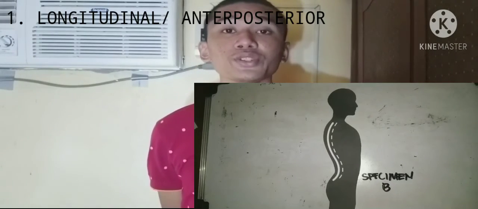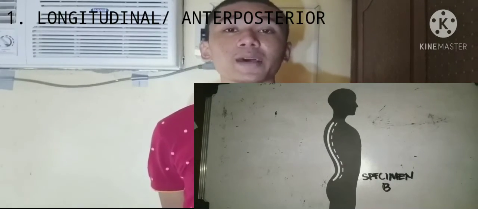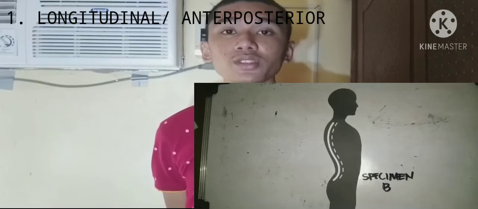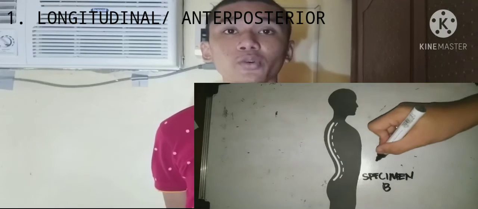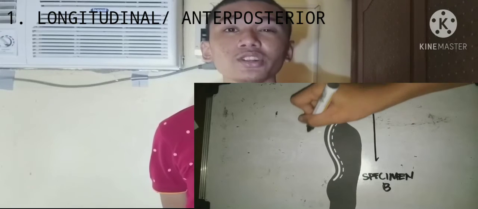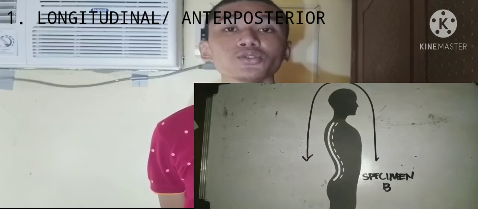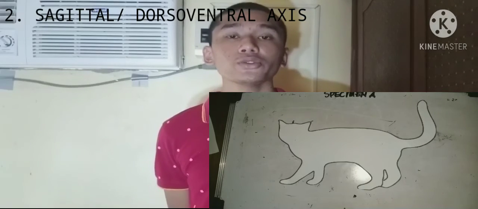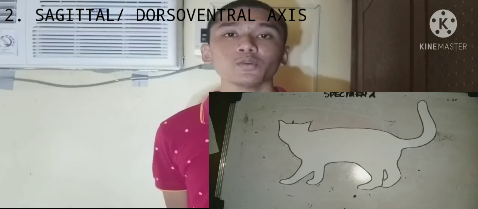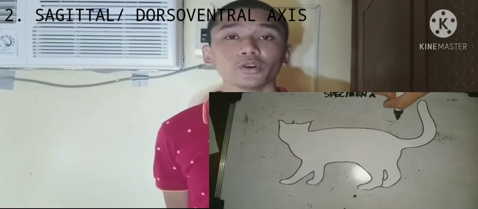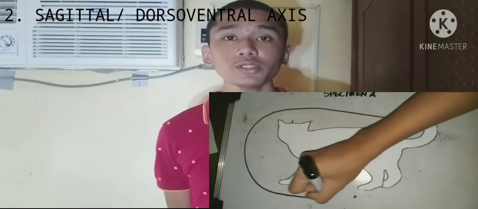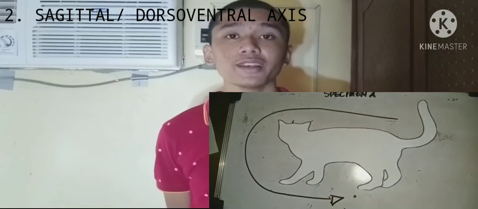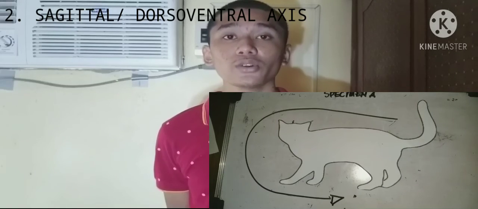Longitudinal or anterior-posterior is applicable for specimen B. It exposes or divides the anterior portion continuously to the posterior portion. That is why it is also called anteroposterior. Sagittal or dorsoventral exposes or divides the dorsal portion continuously to the ventral portion. That is why it is also called dorsoventral.